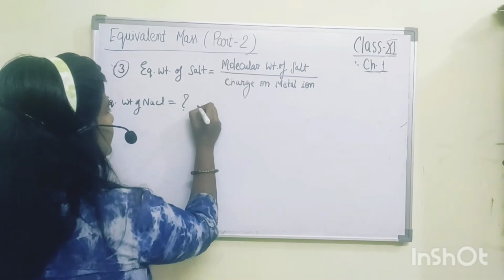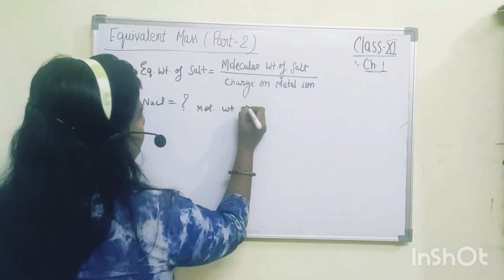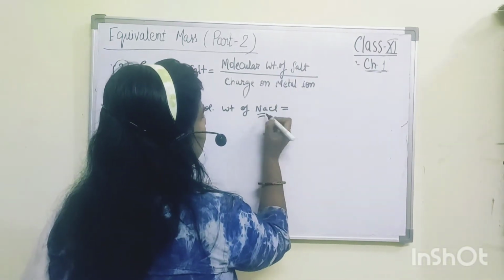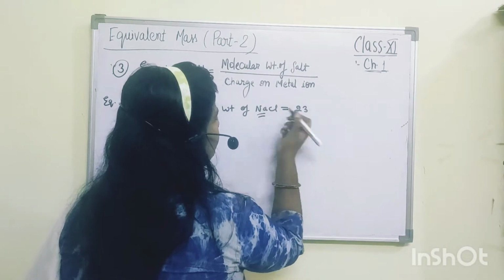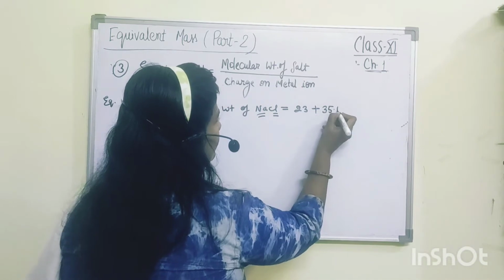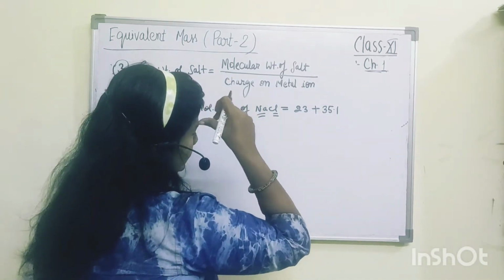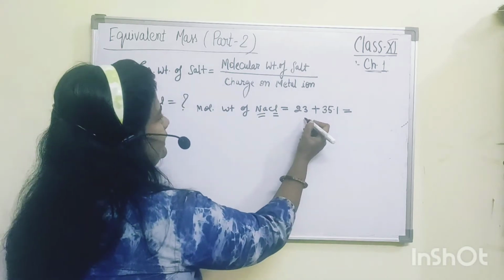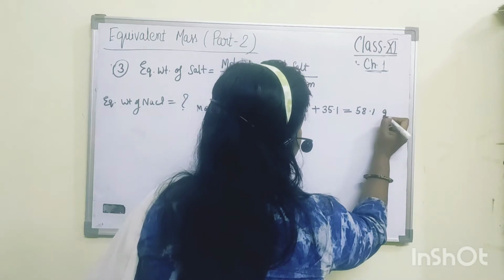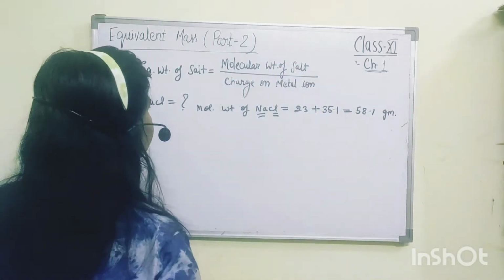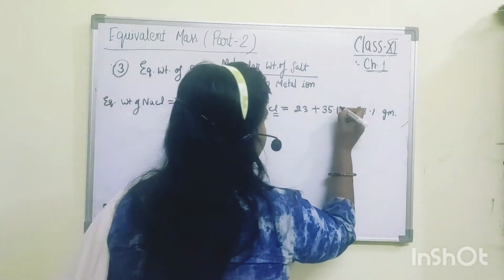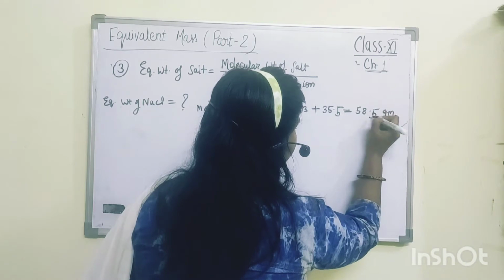First of all, we have to calculate molecular weight. Molecular weight of NaCl. How will you calculate the molecular weight? Atomic weight of sodium is 23, number of atom 1, plus atomic weight of chlorine 35.5, number of Cl ion 1. Then the answer will be 58.5 gram.